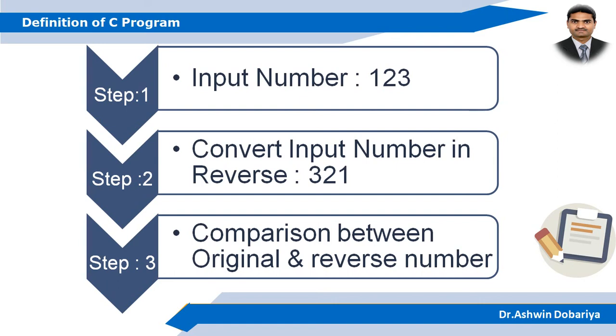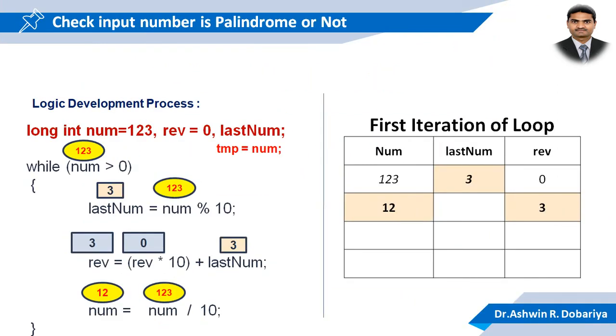In this video I also explain the same logic again, how we can convert the input number in reverse order, because that is the first logic in this. After that we have to compare with the original number. So for the logic to reverse a number, how many variables do we require? The input number variable num is there, the reverse variable rev is there, and to separate digits one by one we declare a last number variable, and here we will declare one more variable, that is a temporary variable.